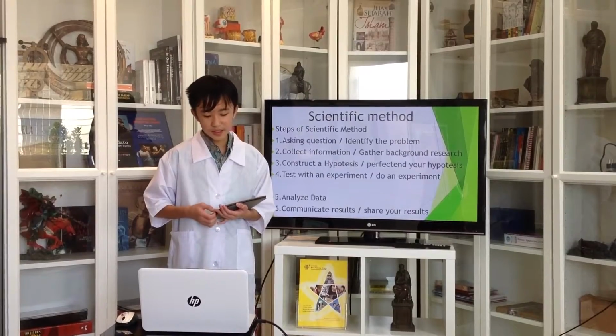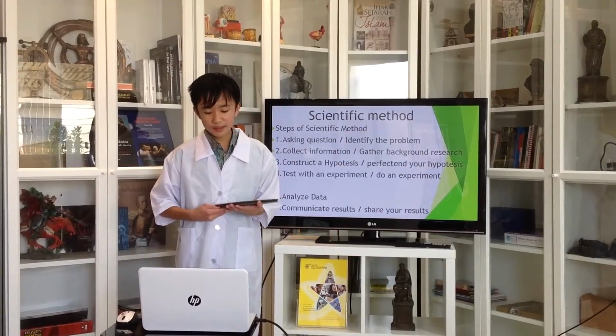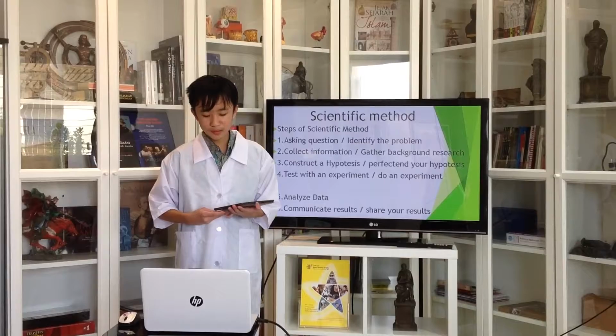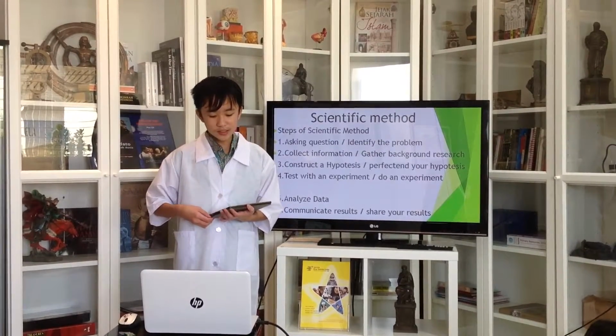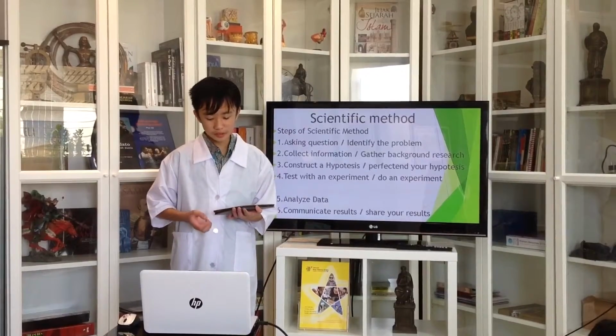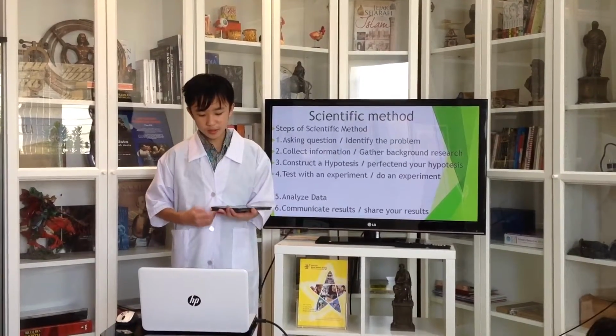The fourth step of the scientific method is to test with an experiment, or do an experiment. The fifth step is about analyzing data. And the sixth is to communicate your results, or share your results with others.